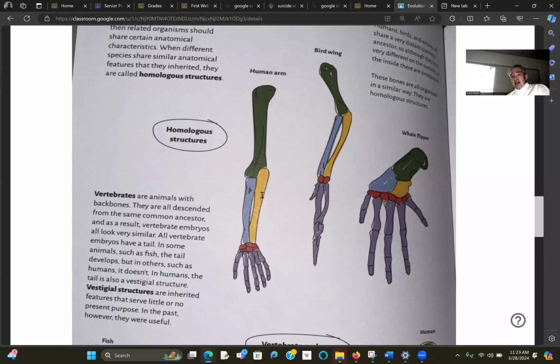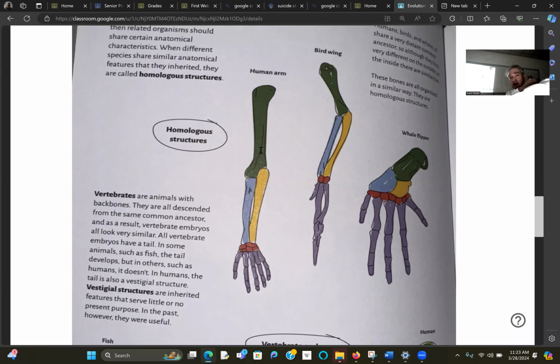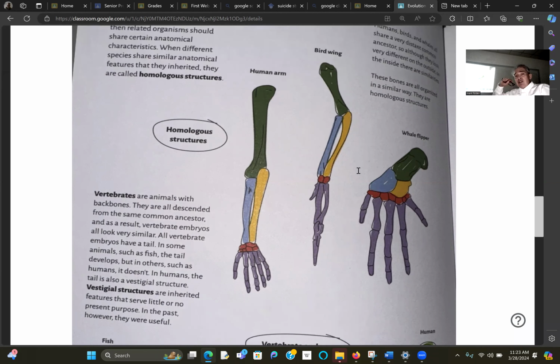Now, what you'll notice is the color coding. So our, what do you call that? That's the humerus, the big green bone. And you see that the bats and the whales have a bone which seems to be a different shape, but its relation to the other bones is the same. And the same with the radius and ulna. Ulna and radius, same for that.